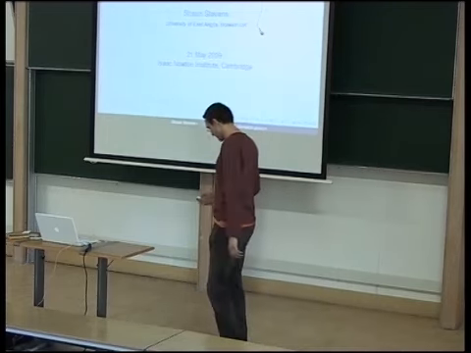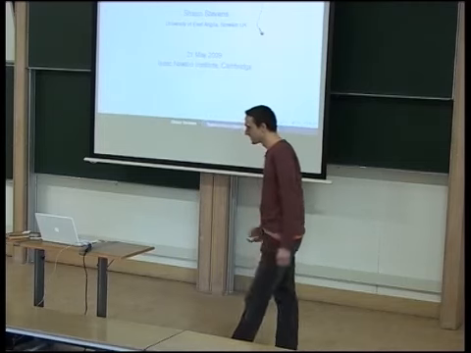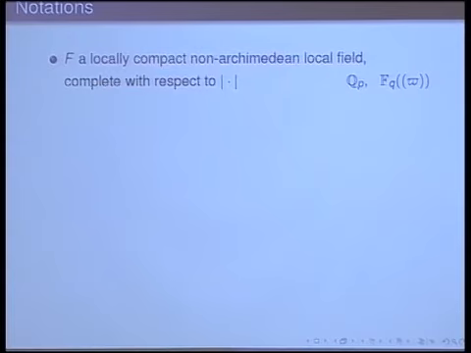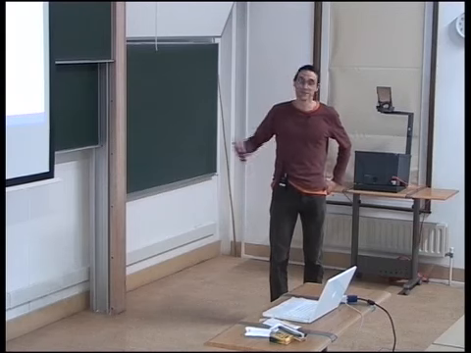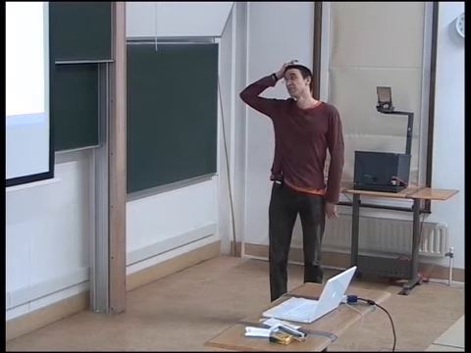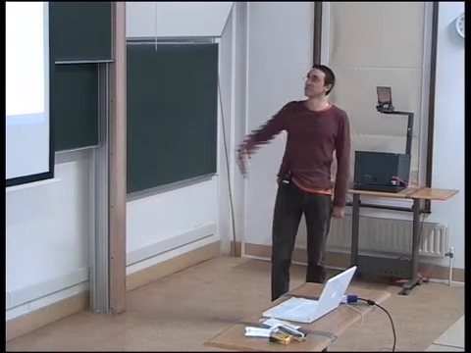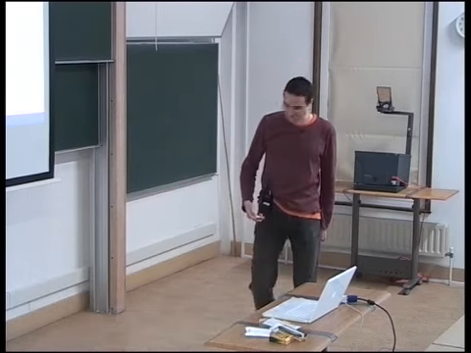Okay, so I'll start off with some notations. F is going to be a locally compact, non-Archimedean local field, complete with respect to some valuation. So you should think Q_p, the completion of Q with respect to the p-adic valuation, or some positive characteristic field, so a field of Laurent series in one variable, or of course finite extensions of Q_p.